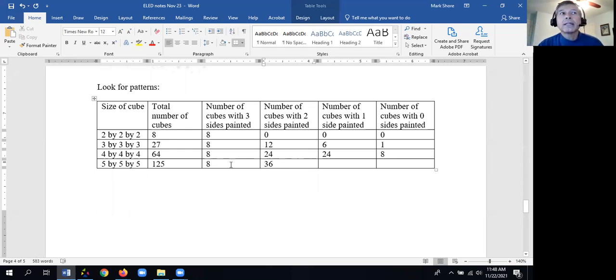We also can double check that these add up. Do these add up to 125? Just like these, the 8, 24, 24, and 8 add up to the 64. These right here should add up to 125.